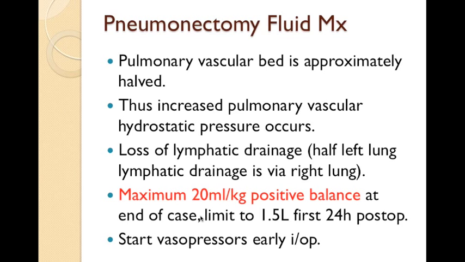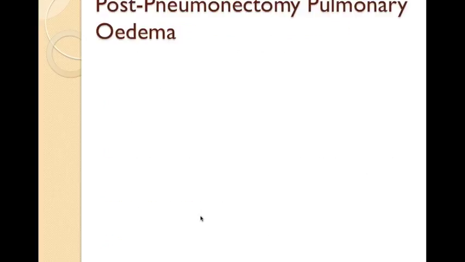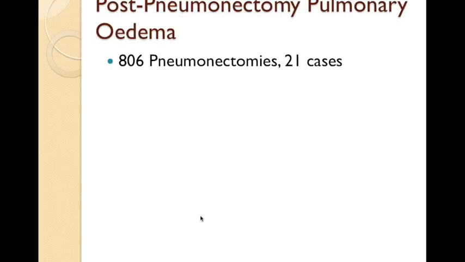So back to pneumonectomy, because we have this restrictive fluid strategy, we often will start vasopressors early intraoperatively to reduce the amount of fluid and try and keep within those guidelines. So I mentioned that we worry about pulmonary edema. Why worry about pulmonary edema? Well, if you have two lungs, pulmonary edema is something that we've often seen and we've often treated, and often these patients do fine. Unfortunately, with pneumonectomy, they don't do so well.